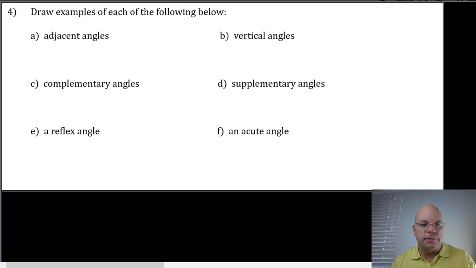Go for page 2 of your review for your upcoming test on 2D geometry and measurement. Problem number 4 asks you to draw examples of different angle relationships. The first one asks for adjacent angles.